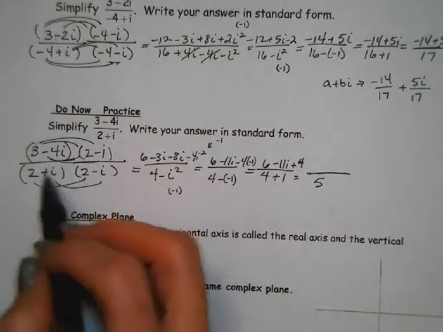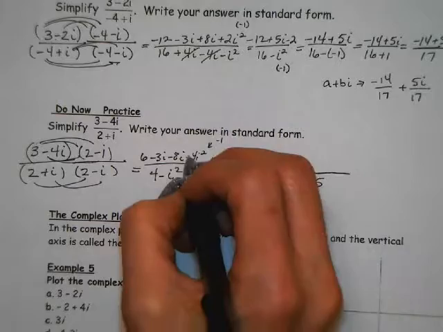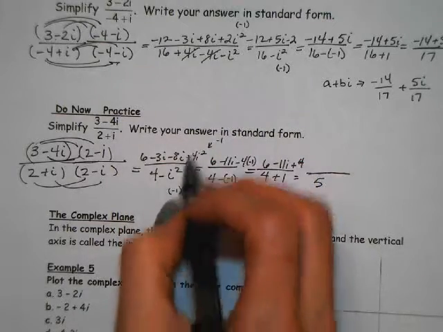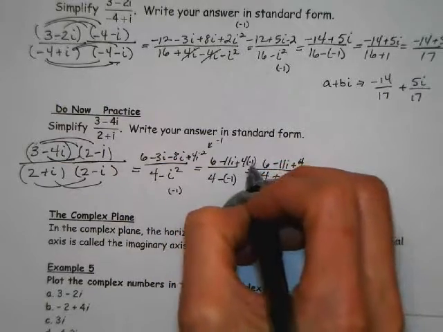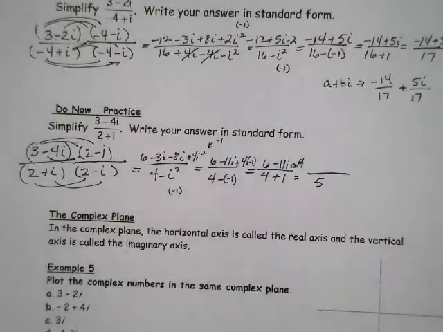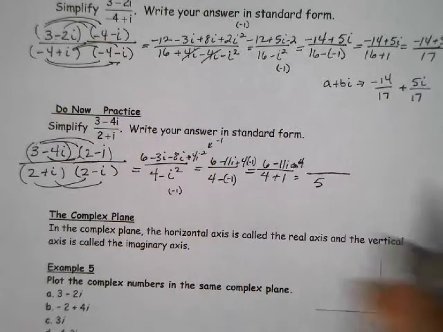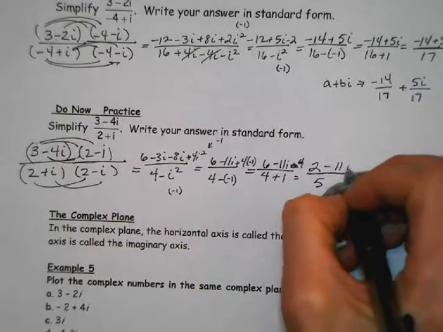Actually, this is wrong, I'm sorry. It's negative 4I times a negative I, which is a positive 4I squared. My apologies. So it's positive 4I squared. So then it's a positive 4 times a negative 1. That becomes a negative 4. So it's 6 minus 4. So 6 minus 4 becomes 2 minus 11I.